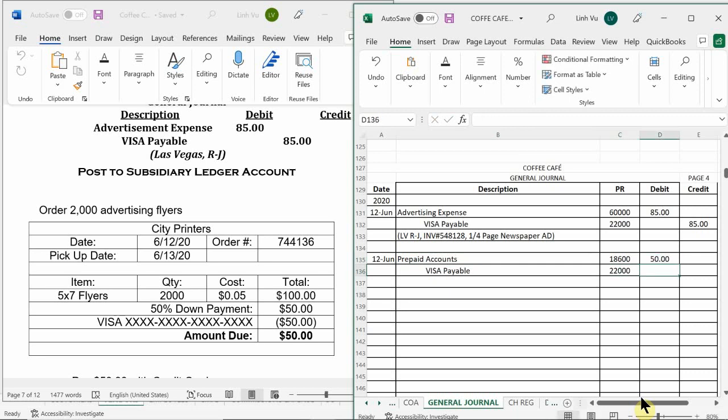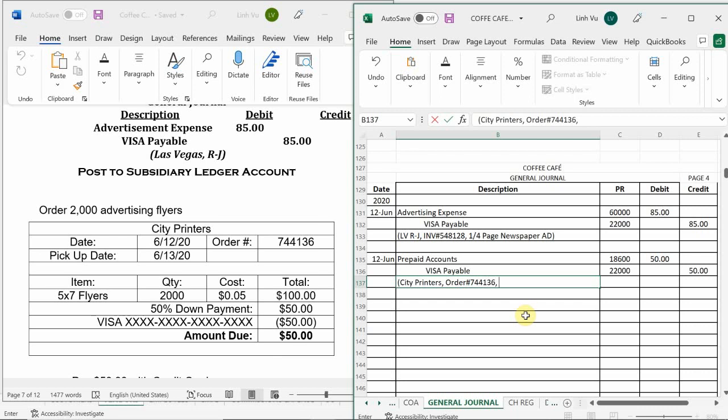And it's for $50. Okay. So we have everything that we need, right? So who do we make a payment to? City Printers, right? How do we know? We got an invoice or we got an order number. Number 744136.